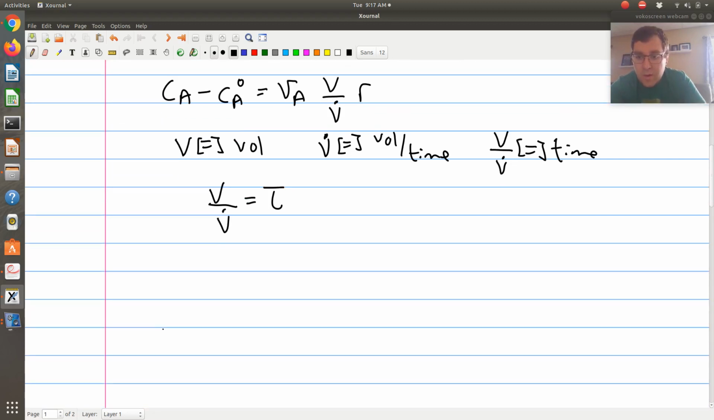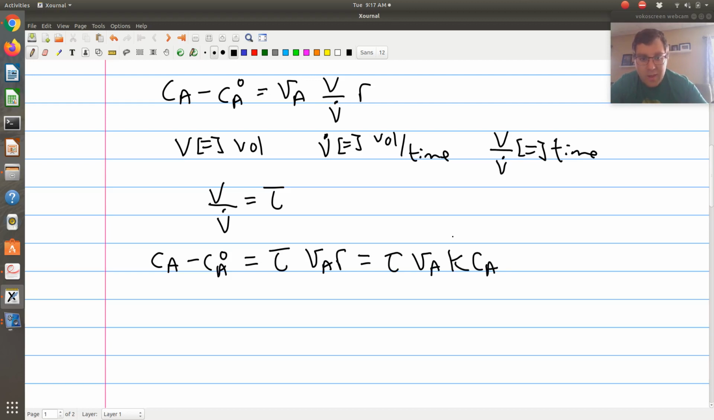So the equations we're going to use in our problem I'm going to rewrite as CA minus CA naught is equal to tau times nu AR, where nu AR in this case is nu A times K times CA, where K is just my Arrhenius expression, and we'll write that down in a second. And then for B, I'd have CB minus CB naught is equal to tau times nu B R, or that's tau times nu B K CA.